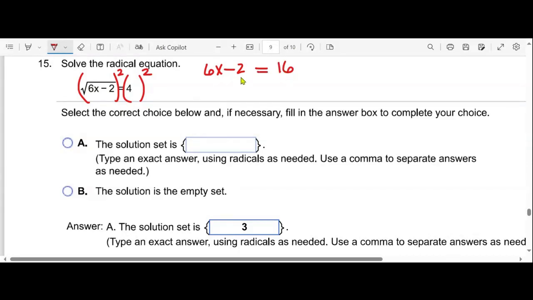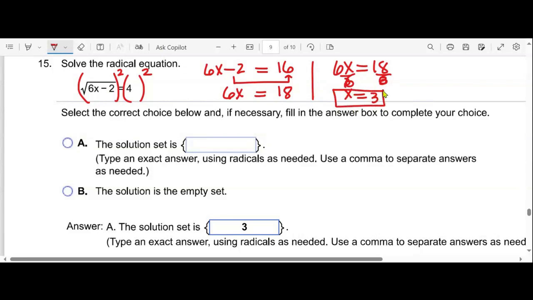Equals 16. And then I'm going to move the constant to the other side. So it's going to be plus, so it's going to be 18 equals 6x. Okay, so it will be 6x equals 18, divide by what? Divide by 6 on both sides. So you get what? X equals 3. So the solution set is what? 3. Is this clear? Yes. Good. All right, let's go to the next question.